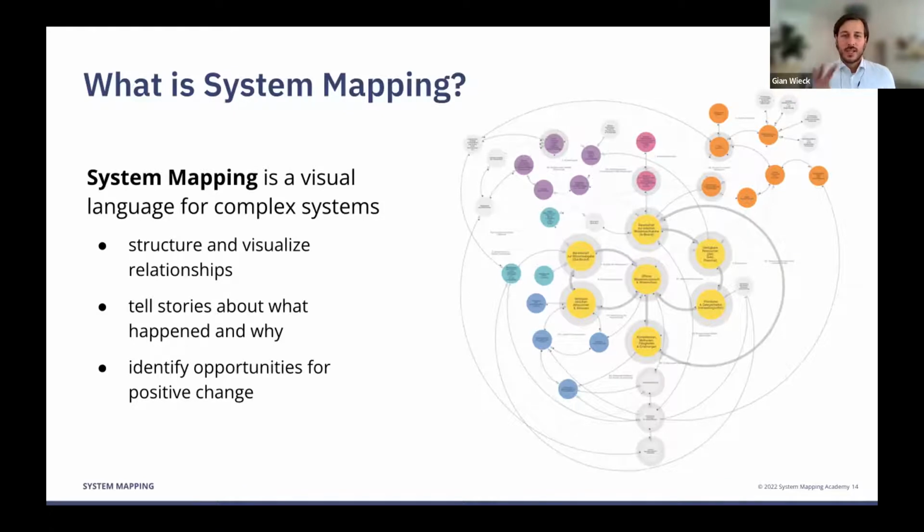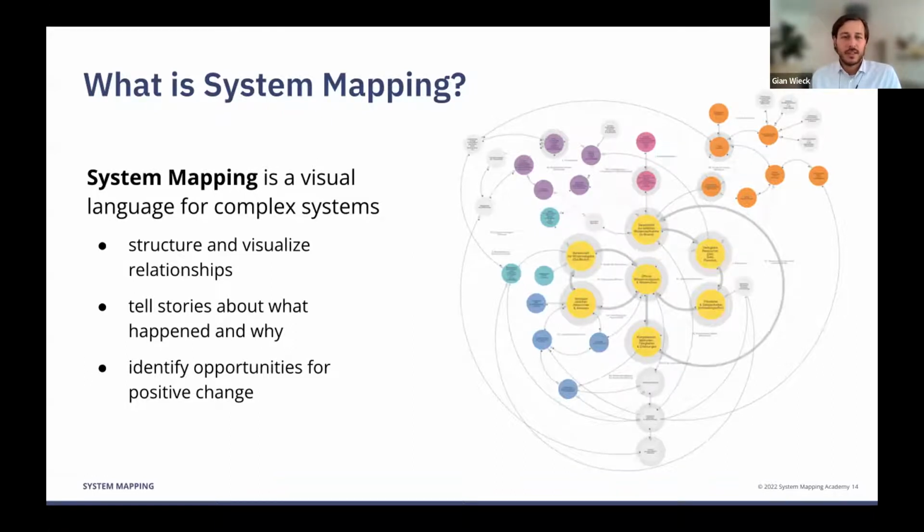If you look at the example on the right, it's a system map that we developed in a project, and that allows you to have this bird's eye perspective on the different factors, seeing what the relationships are, and also deriving a little bit what the dynamics are between those different parts.